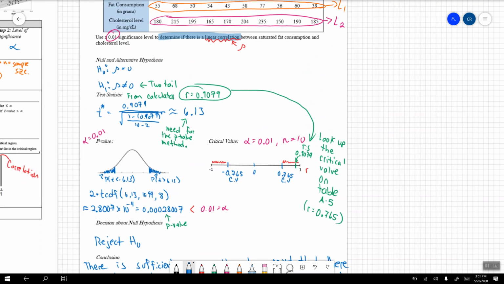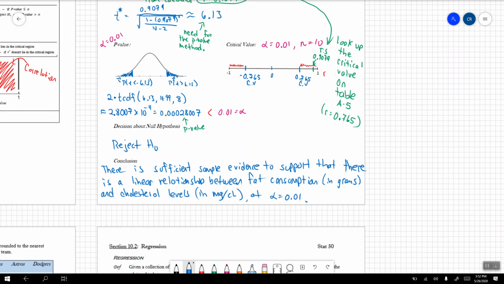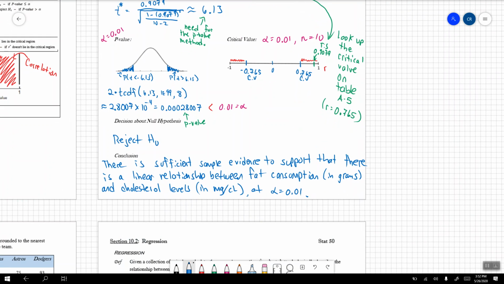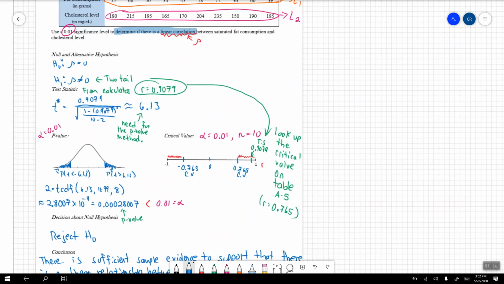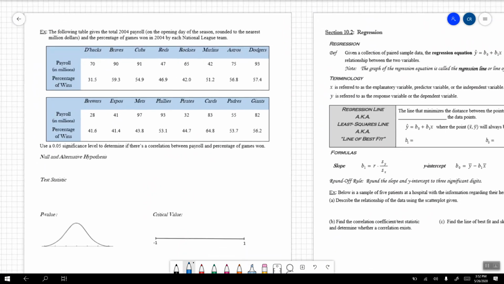And again, the conclusion should summarize, all right, what did we find? Is there or is there not a linear relationship or a linear correlation? And if there is or there isn't, then tell me that it's because of the sample evidence, and then tell me at what level of significance we are observing this. All right, perfect. So that was your first example. Now let's work with the second example here.